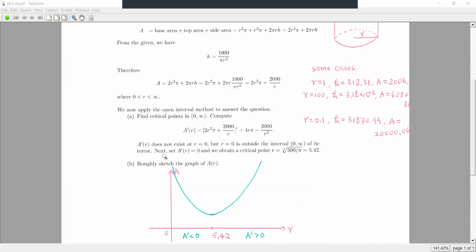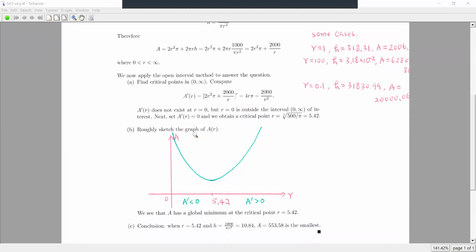To find critical points where the derivative is 0, we set the derivative to 0 and solve for r. Then we get this critical point. This is step 1. Now step 2.